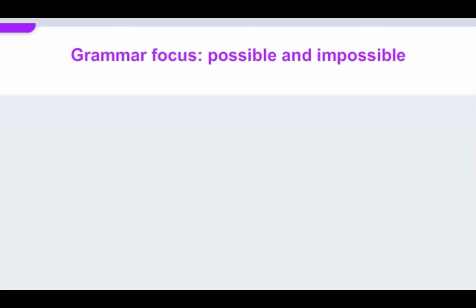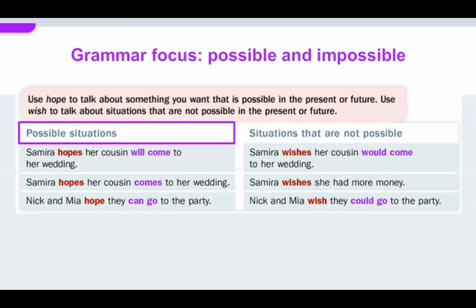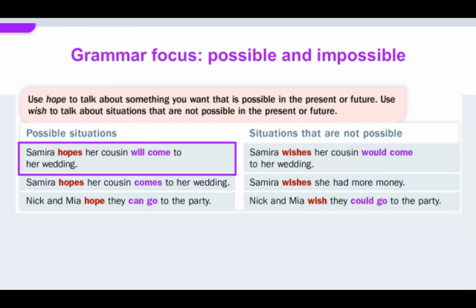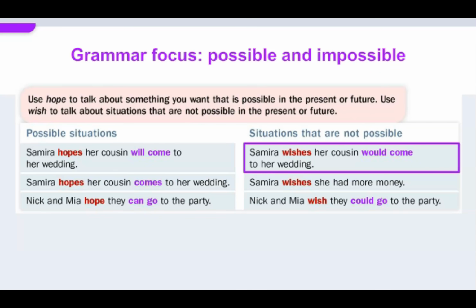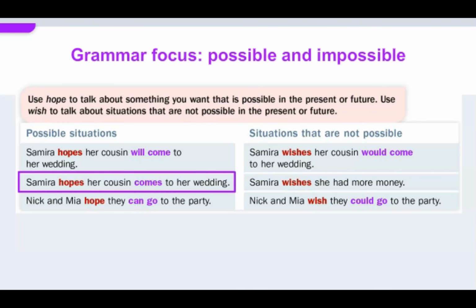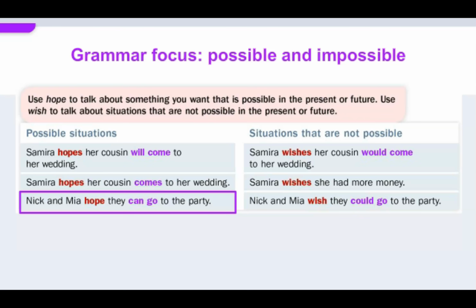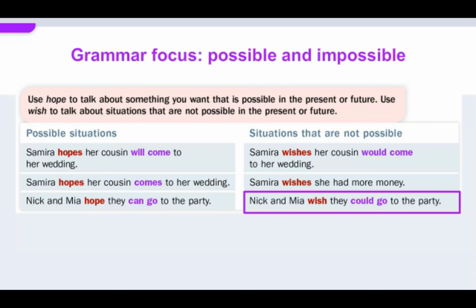Let's review. Possible situation. Situation that is not possible. Samira hopes her cousin will come to the wedding. Samira wishes her cousin would come to the wedding. Samira hopes her cousin comes to the wedding. Samira wishes she had more money. Nick and Mia hope they can go to the party. Nick and Mia wish they could go to the party.